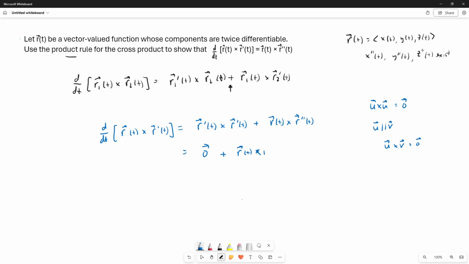cross r double prime of t, and this is, of course, r of t cross r double prime of t, and that was the right-hand side that we were supposed to obtain. So there it is. The derivative of the cross product of a vector with its derivative is the cross product of the vector with its second derivative. It's kind of a nice little formula.